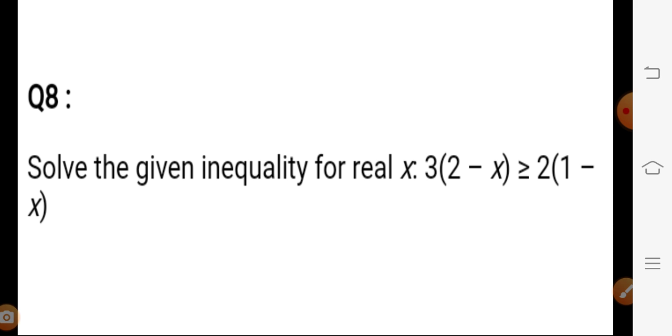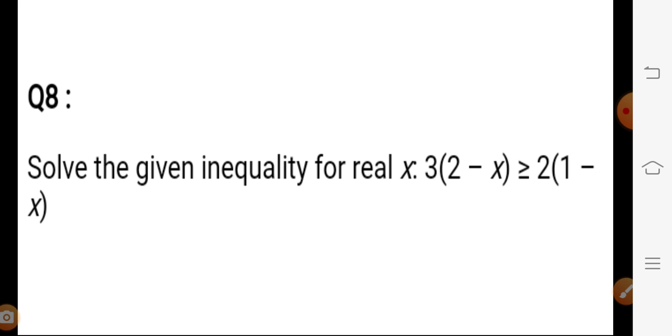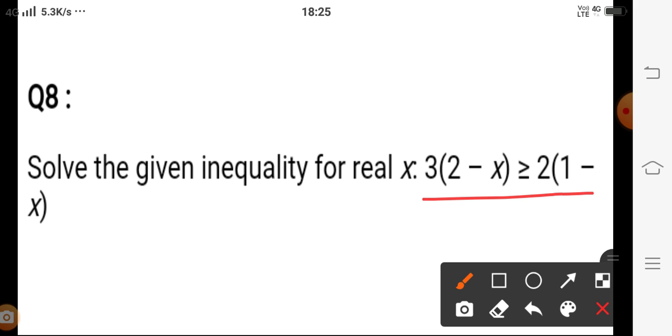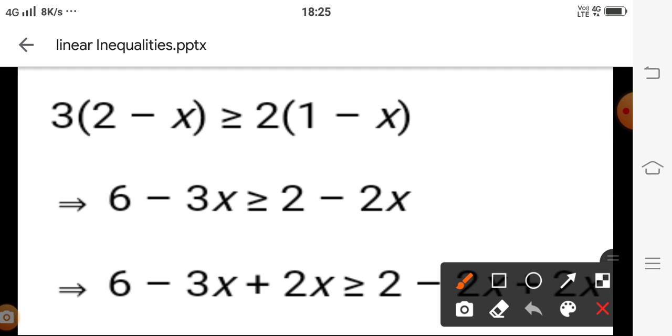Let us solve one more question. Question number 8 from your NCERT book. Solve the given inequality for the real values of x. When x is real, then how will you solve this inequality? 3 into 2 minus x greater than equal to 2 into 1 minus x. In the previous one we were getting only the greater than sign. Here we are getting greater than equal to.